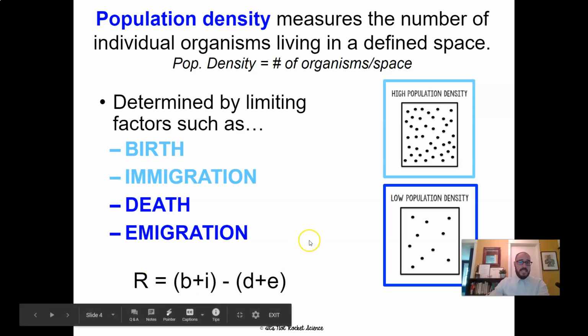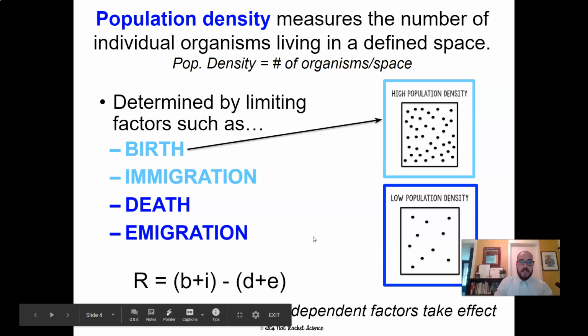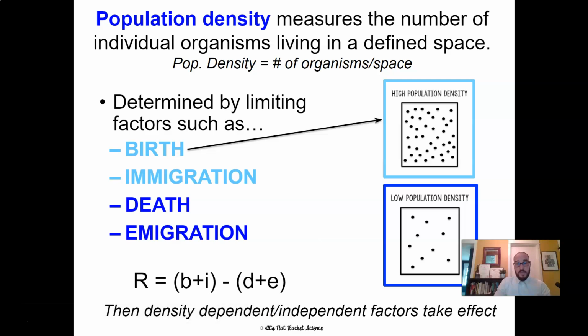We can use this handy dandy equation here to actually calculate the growth rate in a given area. So if there's a lot of births and immigration, our population is going to go up. If there's a lot of death and emigration, our population is going to be down. So therefore our population density will go down.